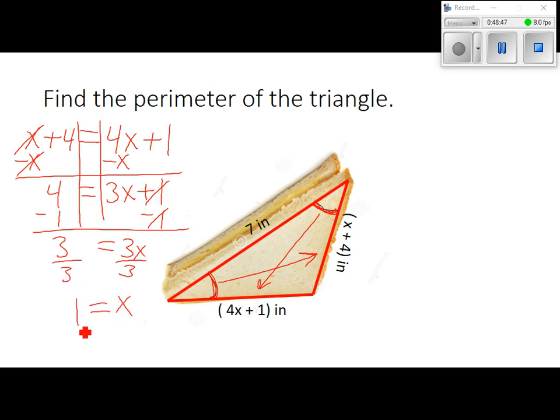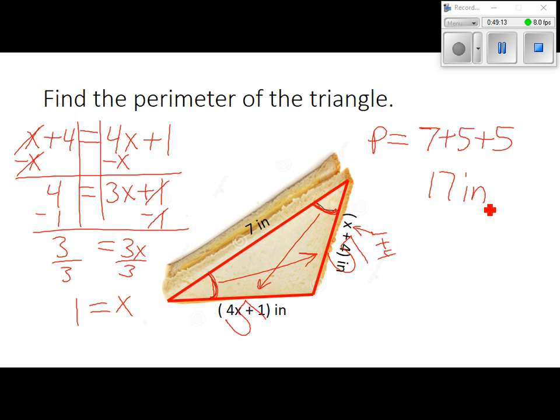Now to find the perimeter, we got to plug that back in and find the lengths of all the sides. So I'm going to plug in 1 right here. And I get 1 plus 4, well that's 5. So this side over here is 5. Well, if that side's 5, then this side over here has to be 5 also. And then to find the perimeter, I'm just going to add them all up. I got a 7, I got a 5, and I got another 5. That equals 17. And since it's perimeter, it's just whatever units we started with, it was inches. So the distance all the way around this sandwich is 17 inches.